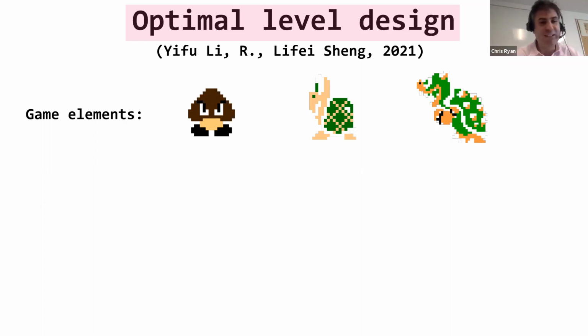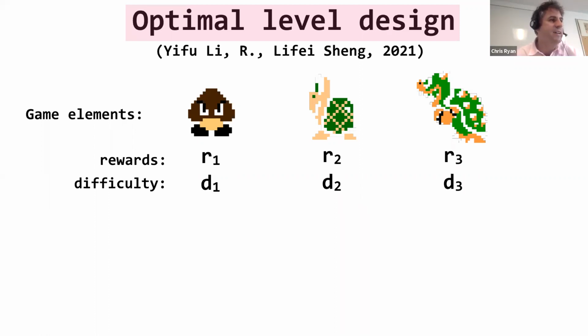So these are the classic enemies from Mario. This is Mario 1. Maybe you've seen these before. We have a Goomba, a Koopa, and Bowser. Those are the names. And associated with each of the characters is what we call a reward. It's some reward you get for defeating that enemy, maybe some sense of accomplishment, maybe some coins or whatever. So there's some reward associated with these enemies and some difficulty. Some of them are more difficult than others to defeat.